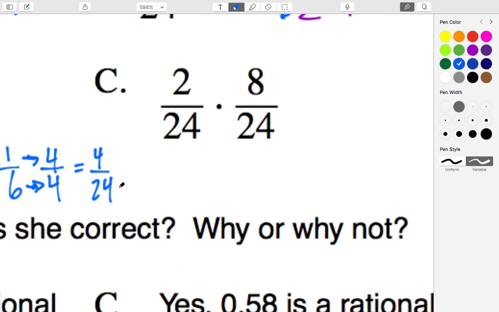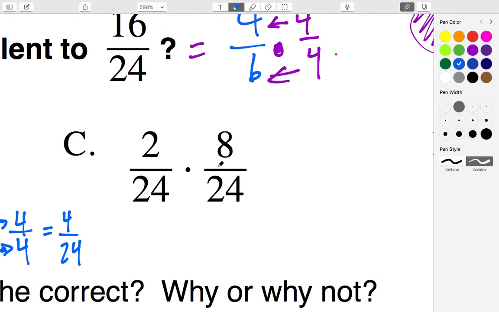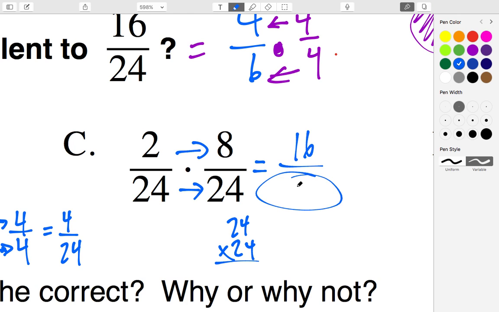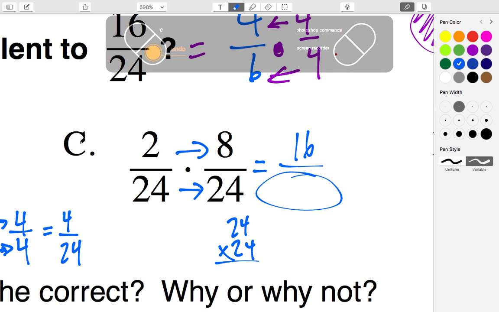Okay, go to C. C is going to be 2 times 8 and 24 times 24. Okay, this will be 16 over some huge number. Do you think that you're going to be able to reduce it if this is already 16 now? No, so instead of calculating what 24 times 24 is, we could save time because we know we definitely can't reduce it to 16 over 24 if this one here is already 16. So C can't be an answer.